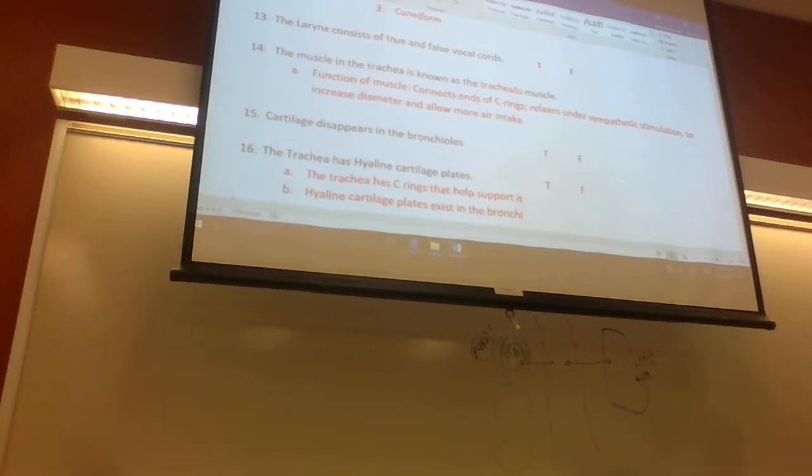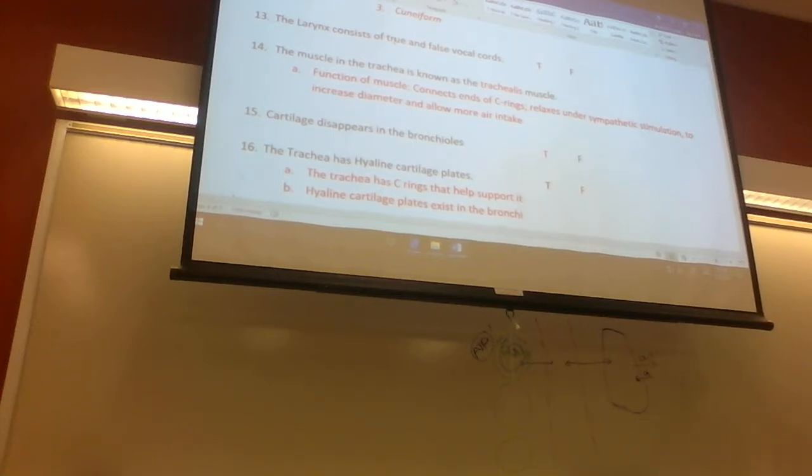Let's go to number 15. Now that we're going down the respiratory tract, structure by structure. Cartilage disappears in the bronchioles. This is true because cartilage is then replaced later on by alveoli. So in your lungs, it's more spongy, while by your trachea, you have cartilage. You have cartilage up until your bronchioles. So just know how the cellular structure of each respiratory structure changes, because that's important. I think that might be a question, actually.